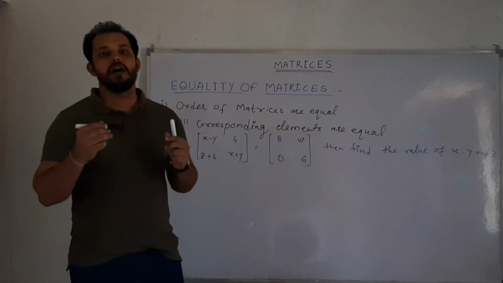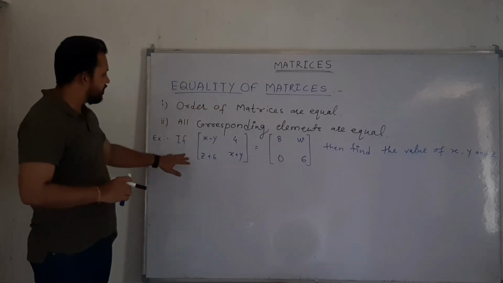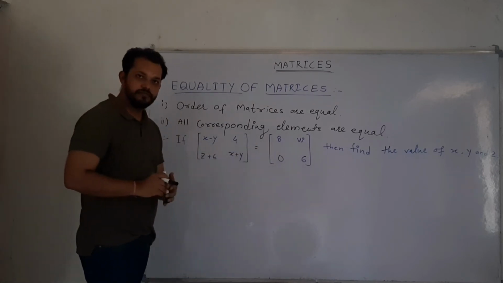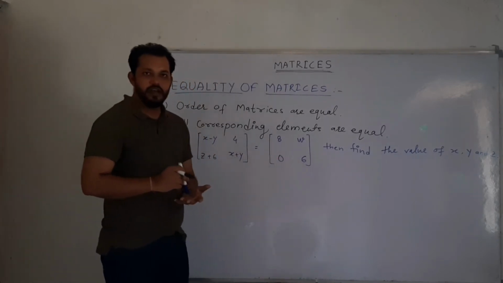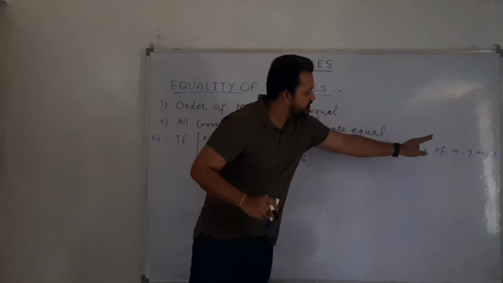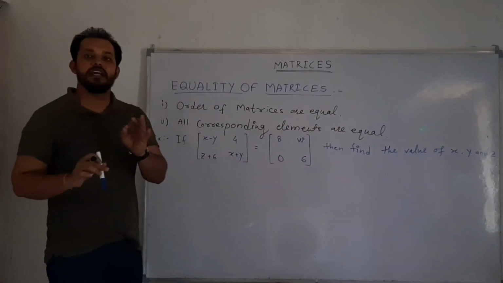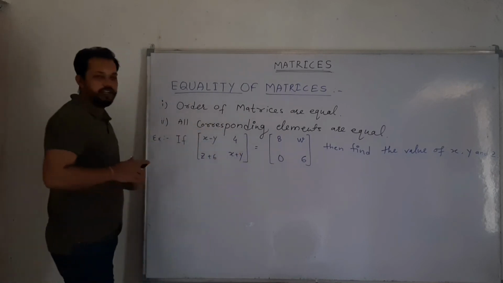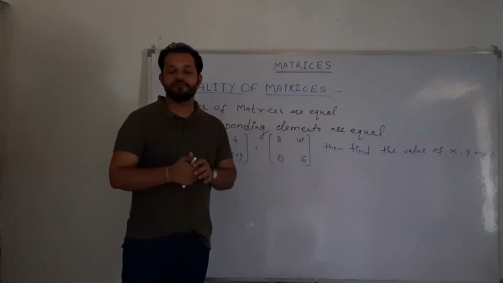Now we will see how to solve questions from this topic. So here we have a very simple question in which we have two matrices. The first matrix is this, the second matrix is this. And the question is asking to find the value of x, y and z. In the question it is given that both the matrices are equal.